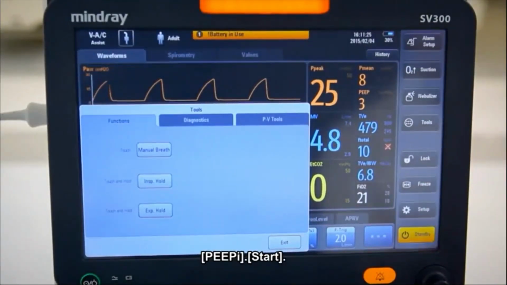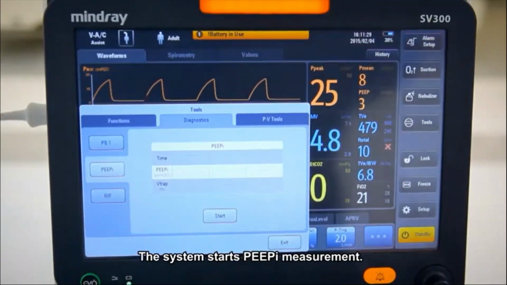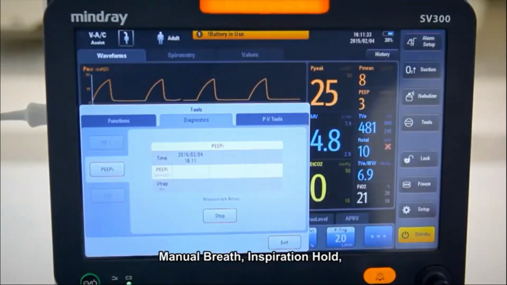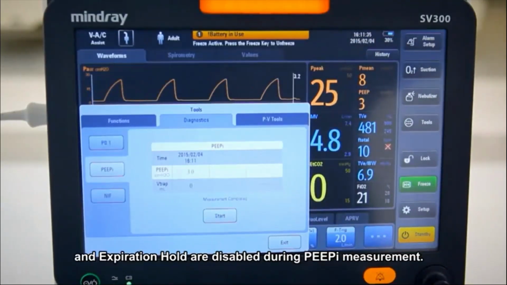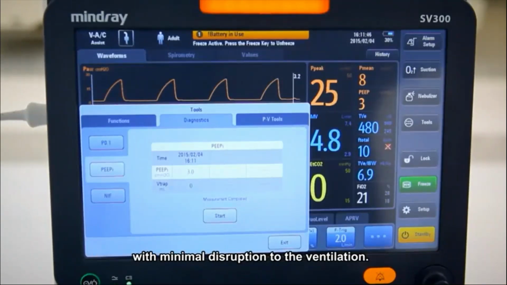Intrinsic PEEP. Select the Tools, Diagnostics, PEEP-I. Start. The system starts PEEP-I measurement. Manual breath, inspiration hold and expiration hold are disabled during PEEP-I measurement. PEEP-I maneuver enables intrinsic PEEP measurement with minimal disruption to the ventilation.